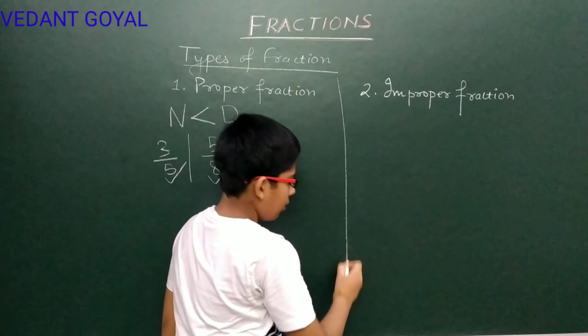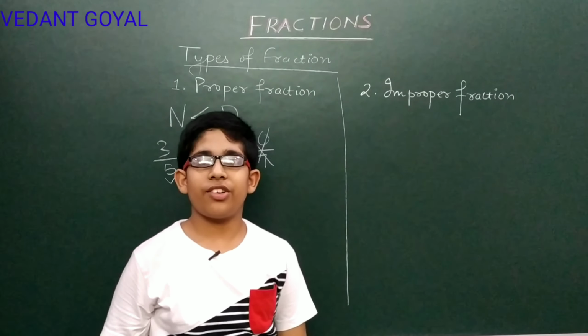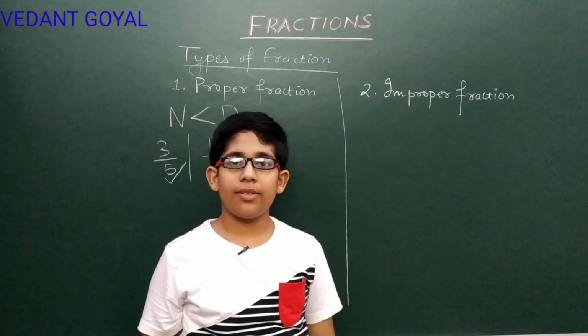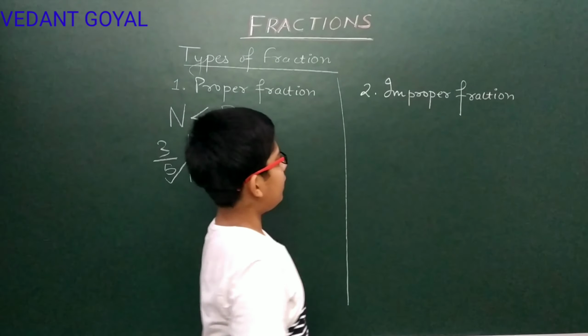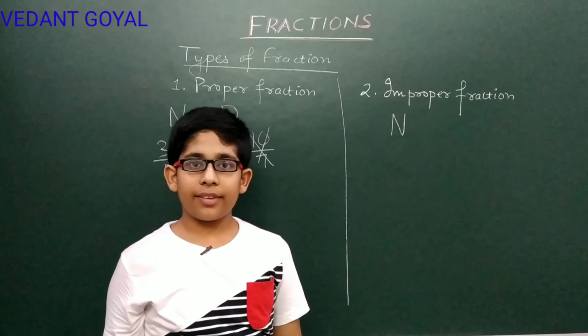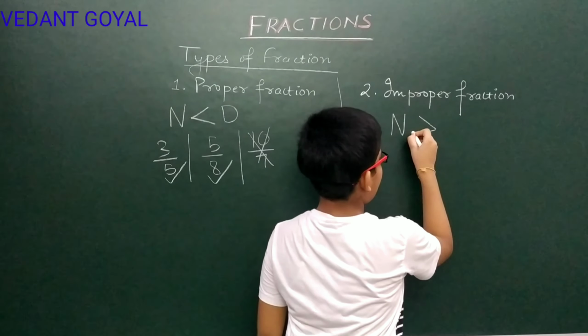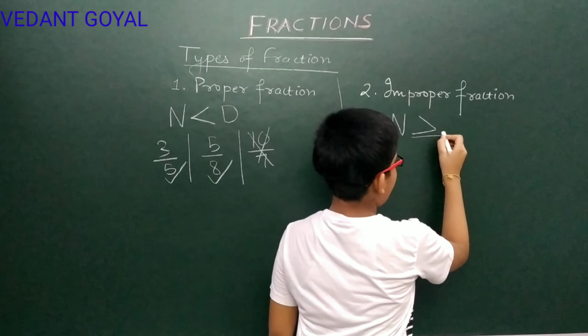Now let's study about improper fractions. What are improper fractions? Improper fractions are the fractions in which the numerator is either greater than or equal to the denominator.